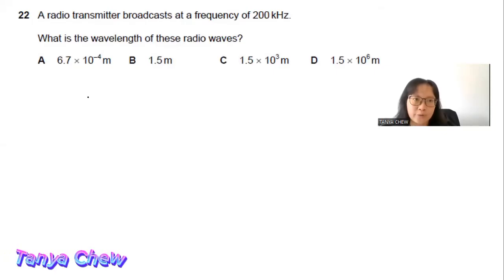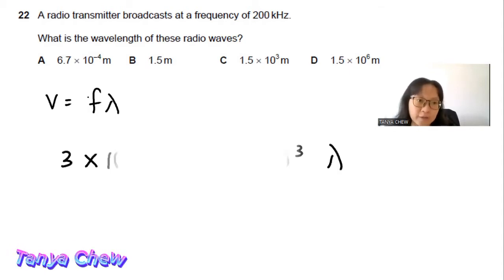Question number 22, a radio transmitter broadcasts at a frequency of 200 kilohertz. What is the wavelength of these radio waves? Now, it seems that we lack information here, but you have to recall the wave speed, v equals f lambda. And radio wave is one of the electromagnetic waves which travel with the speed of light.